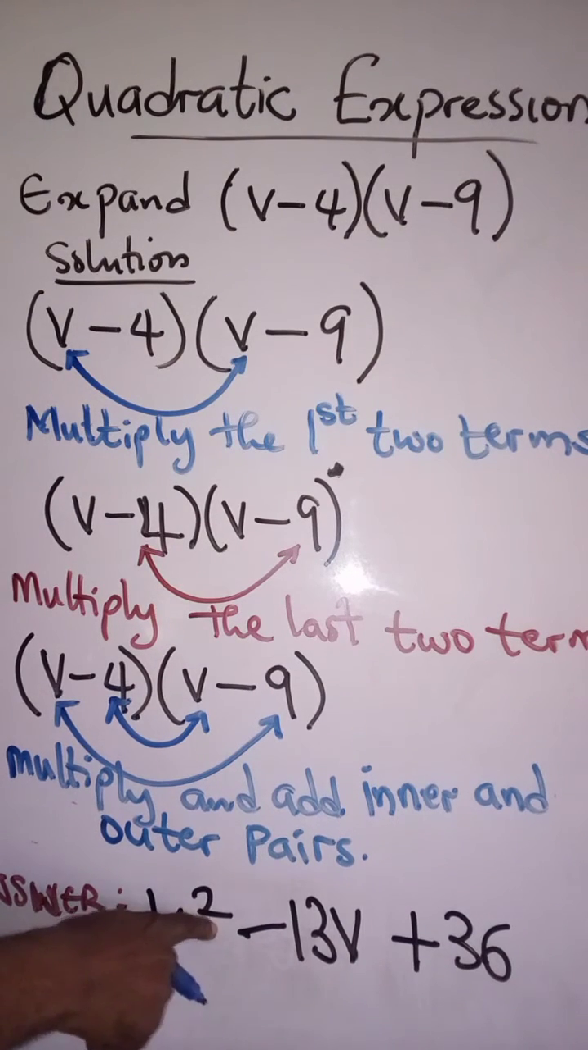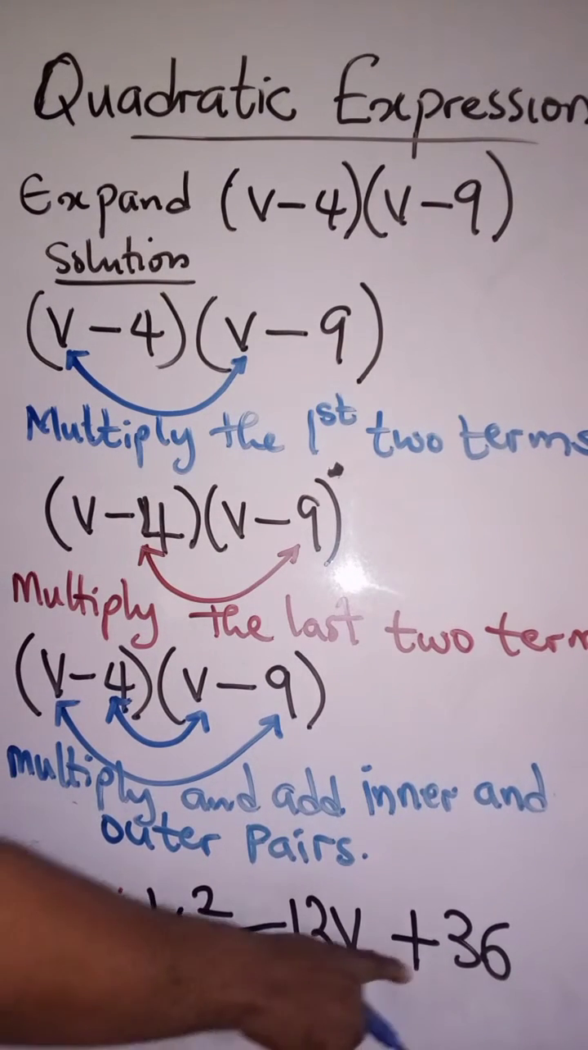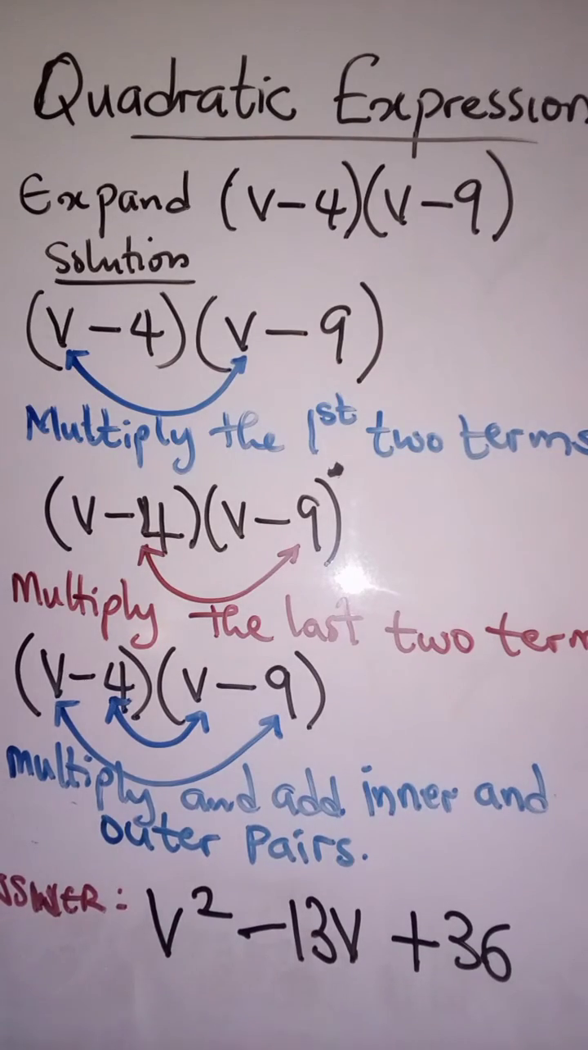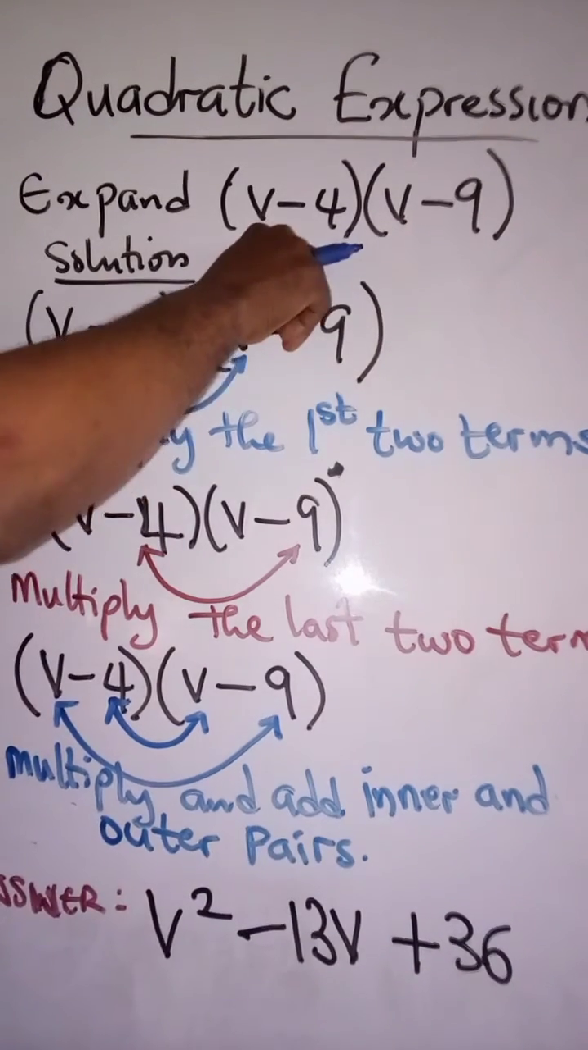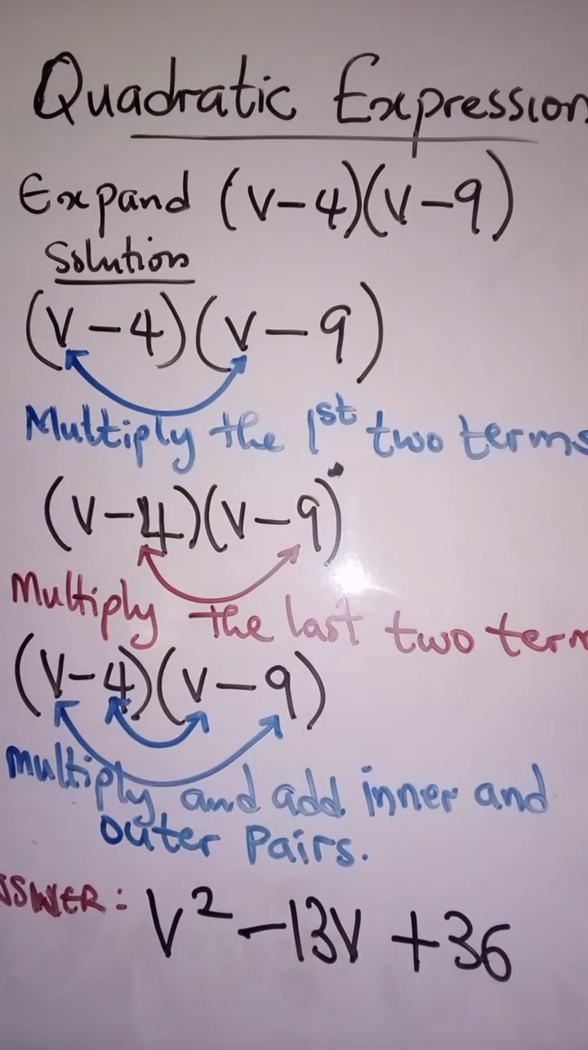v squared minus 13v plus 36. That gives you this. You can reverse back to that if you want to.